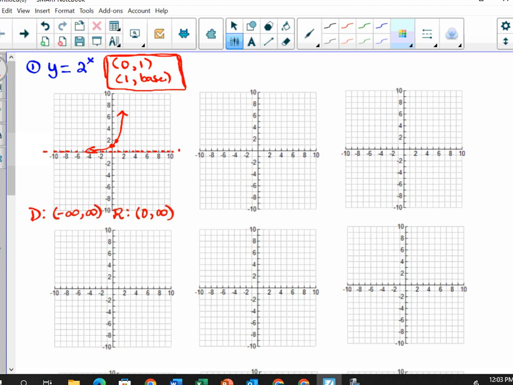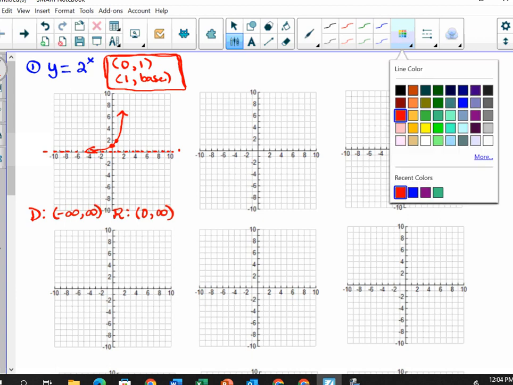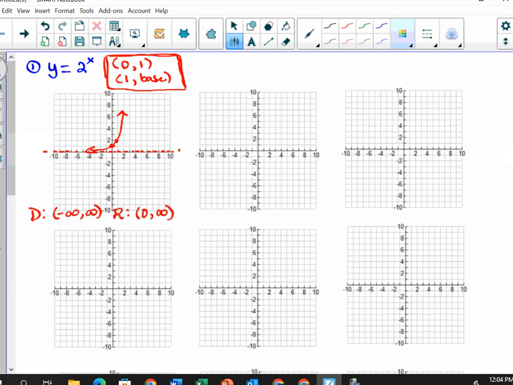All right, guys, questions on this basic one? Okay, let's try another one. We'll do a little more. Let's do y equals 3 to the x plus 2. So all of that x plus 2, that's all in your exponent there.